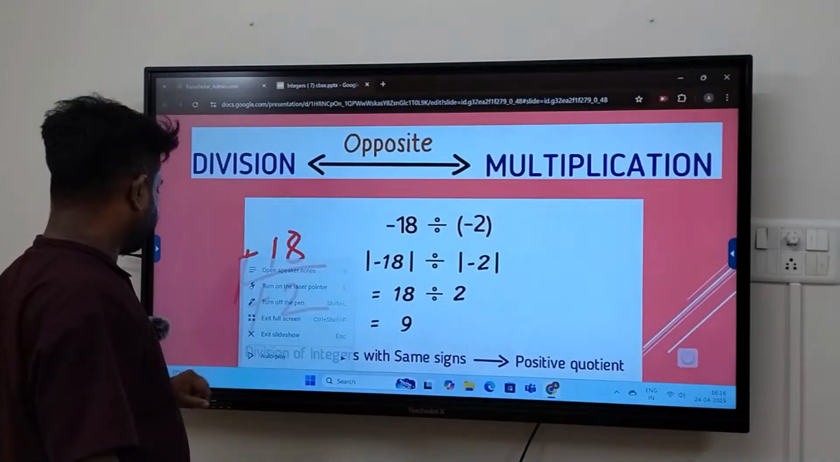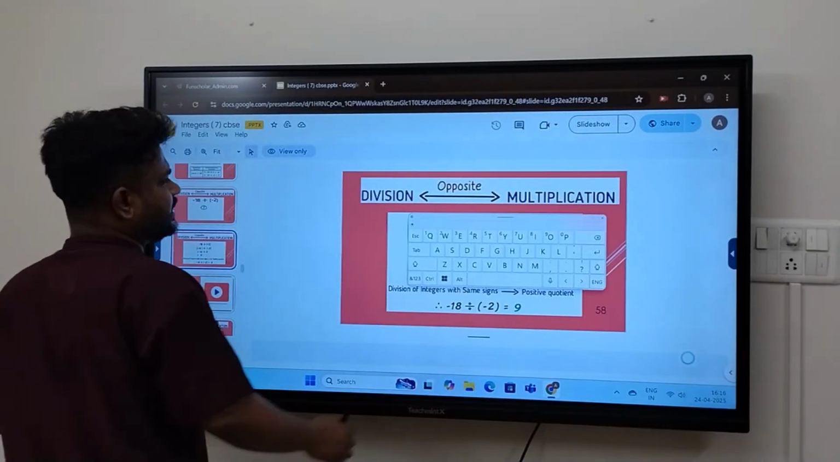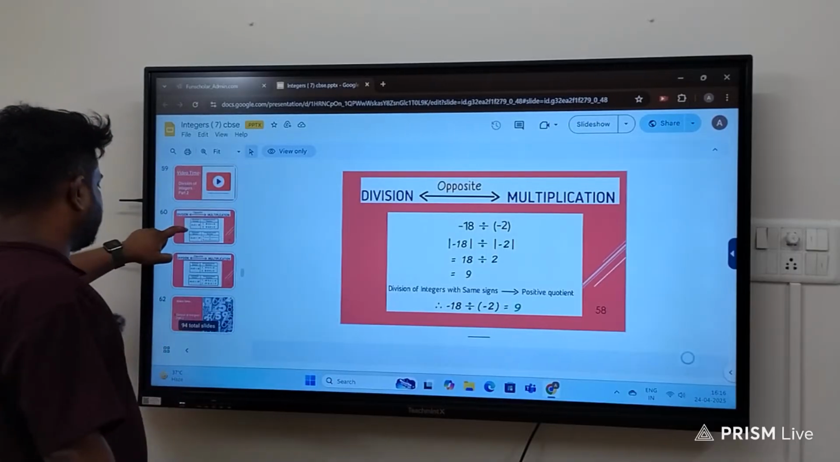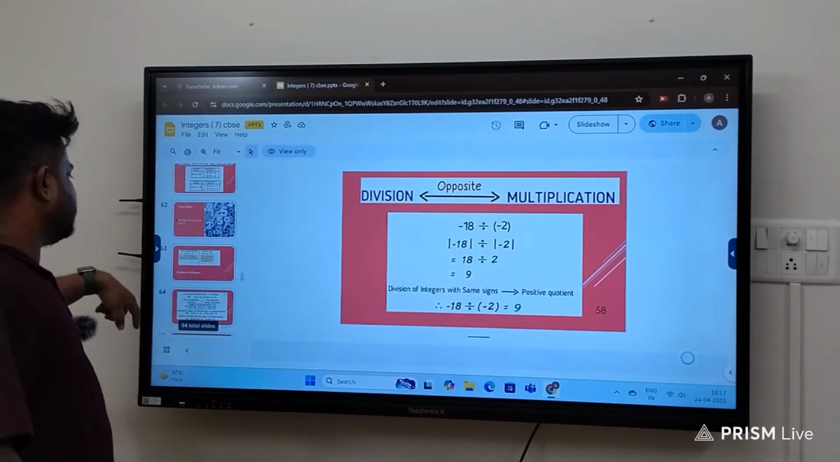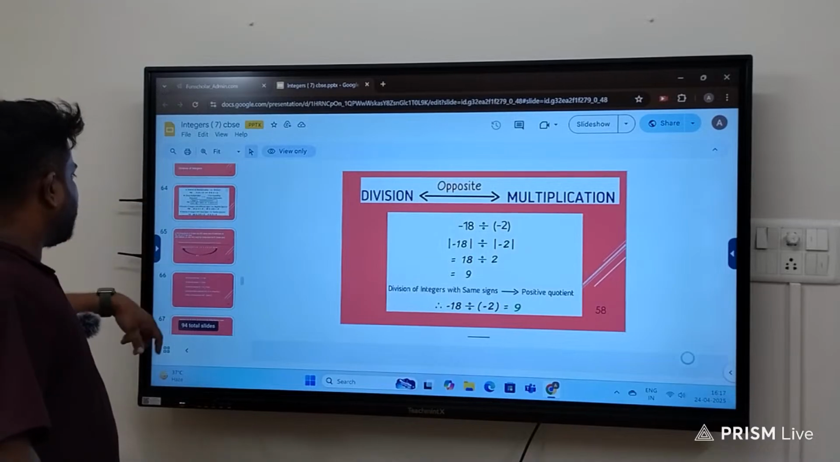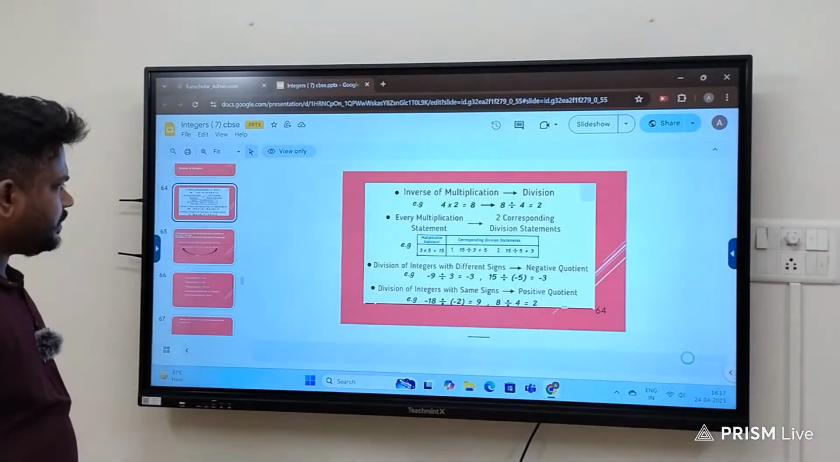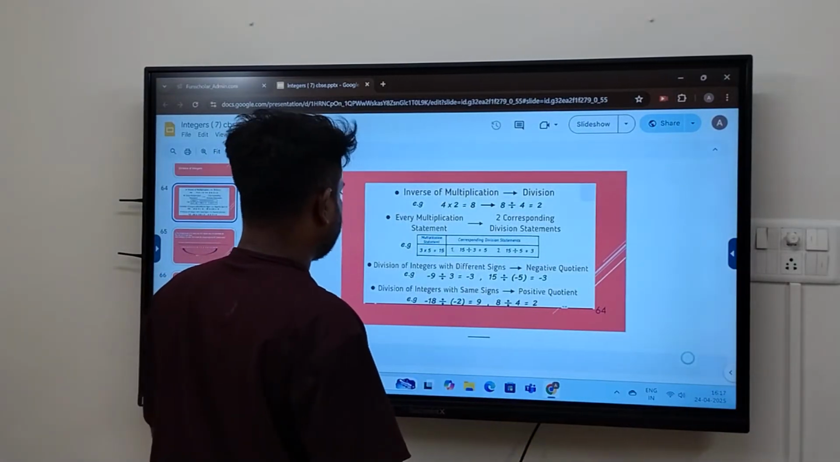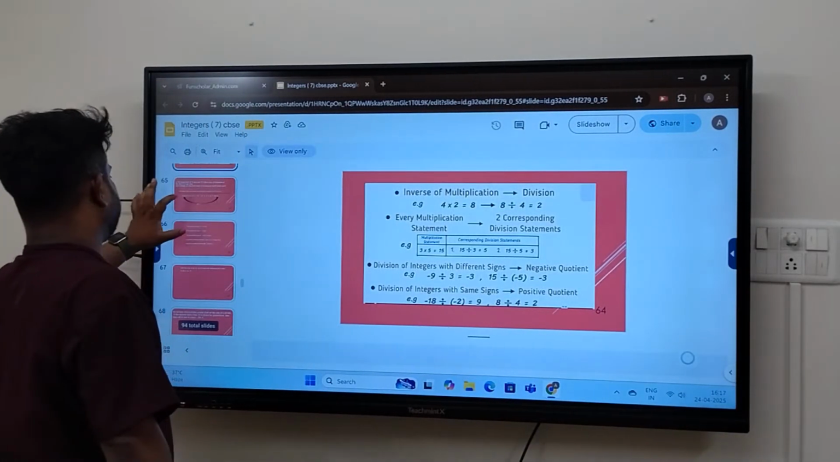All the next questions are also like this. You can see this, see that. Now we will look at the corresponding negative question. This is also like the previous ones.